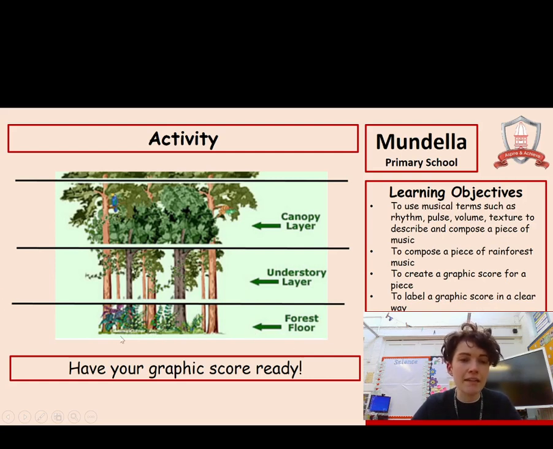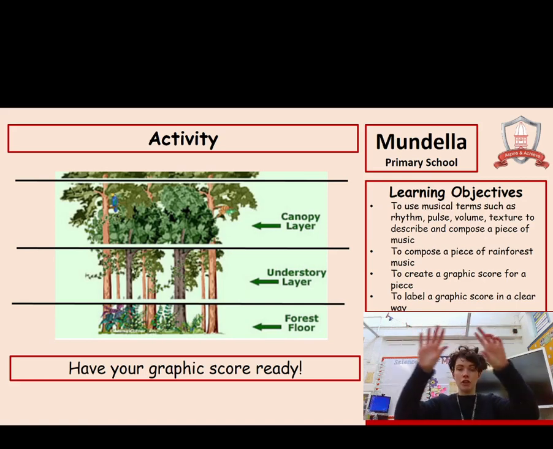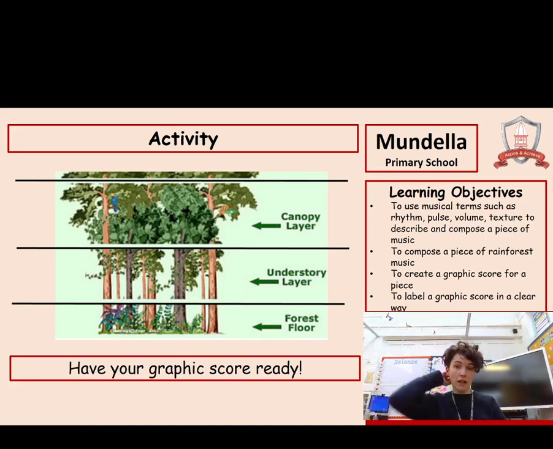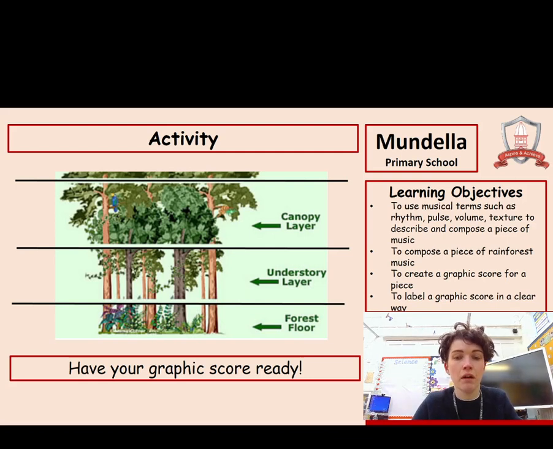And I've clearly divided it into my 3 parts that we're creating the sounds and music for. The forest floor, the understory layer, and the canopy layer. I did say last lesson that you could also have the emergent layer, so a 4th layer to your piece if you so wish. That's only a choice, that's your choice though. Otherwise we're going to stick to these 3 main ones. So you need to have this in front of you, ready and labelled. And hopefully you've also written down the musical instruments that you have chosen for each part.